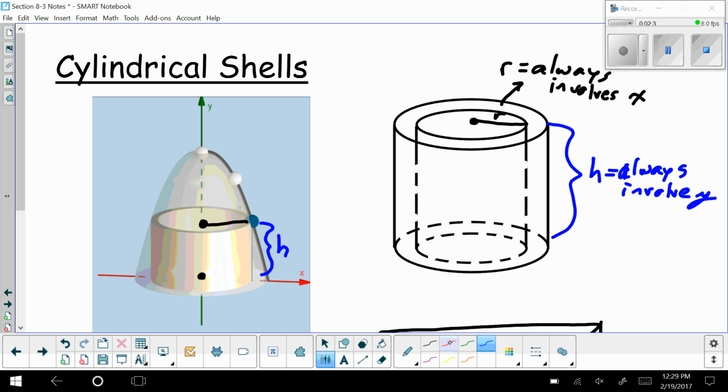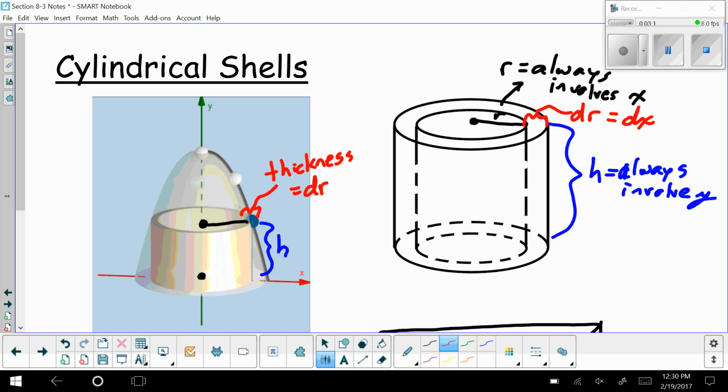And then the last piece we need is how thick the shell is. So the thickness is going to be the change in the radius. I'm using dr rather than delta r because this being calculus, we want it to be infinitely thin. So an infinitely thin shell means that we're going to use a dr rather than a delta r, and that's how thick the shell is here. Now, because r always involves x, dr will equal dx.